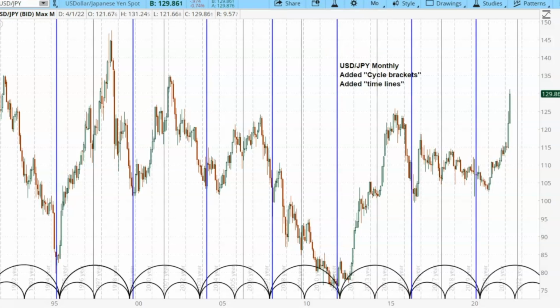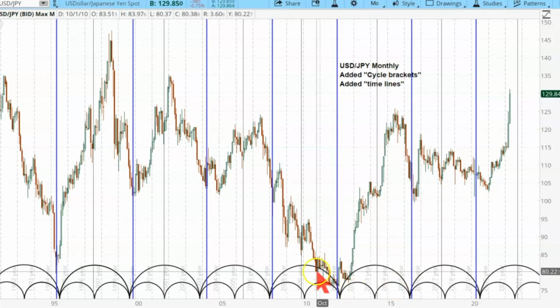Now what I've done here is put in what we call cycle brackets and timelines. What this does is show you the rhythms in the market. This is not a study, this is a drawing tool, and the work in here is done manually. But this shows you the rhythm, the rising phases and the declining phases, and you can see how clear those are. In each of these harmonic families, there is a dominant cycle and a minor cycle in this case. Some cycles have 3 or 4 minor cycles in them.